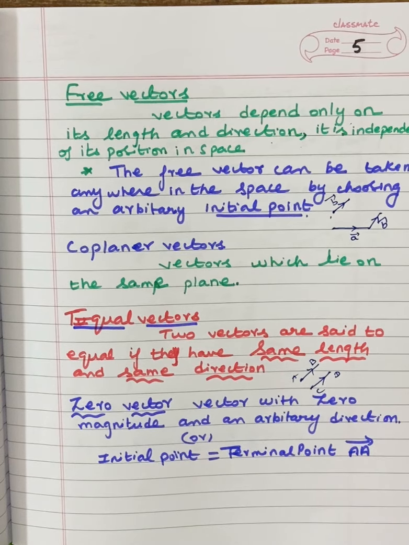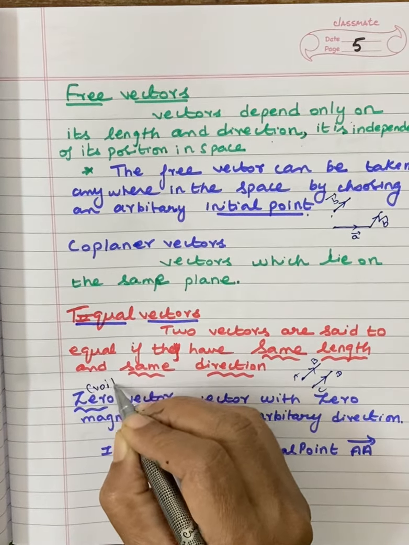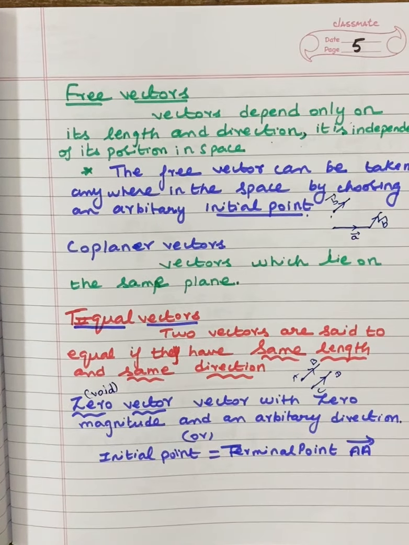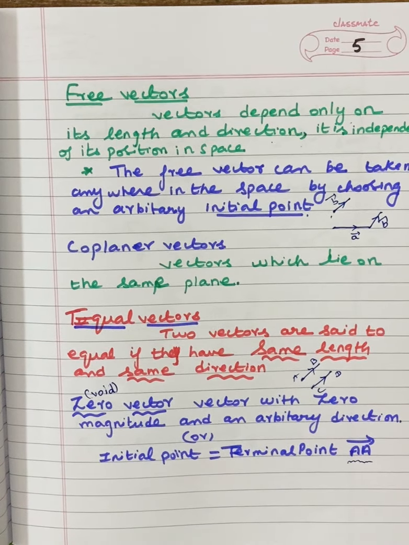Zero vectors. A vector with zero magnitude and an arbitrary direction. It can have any direction, but the magnitude is zero. Then it is called a zero vector, or another name for that is void vector. Another definition for a zero vector is that the initial point and the terminal point are the same. AA vector. So this is a zero vector.